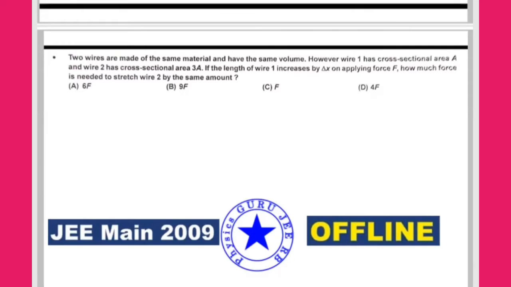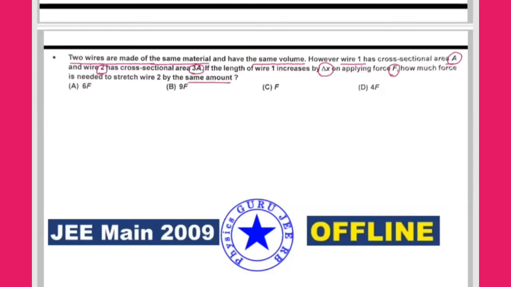Two wires are made up of the same material and have the same volume also. However, wire 1 has a cross section A and wire 2 has cross section 3A. If the length of the first wire increases by delta X on applying force F, how much force is needed to stretch wire 2 by the same amount? This is the question. How to solve?